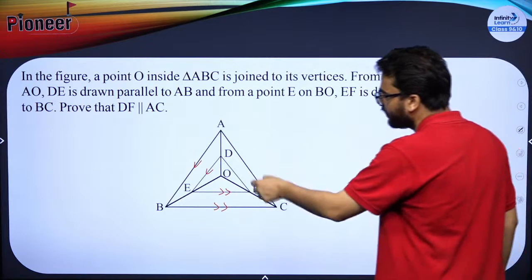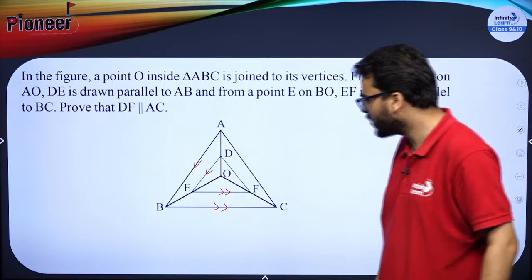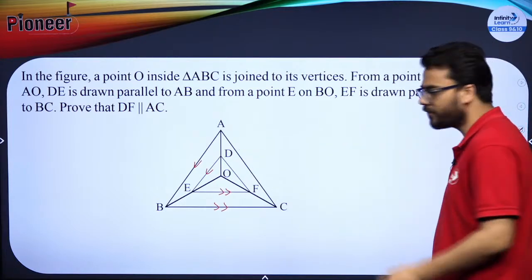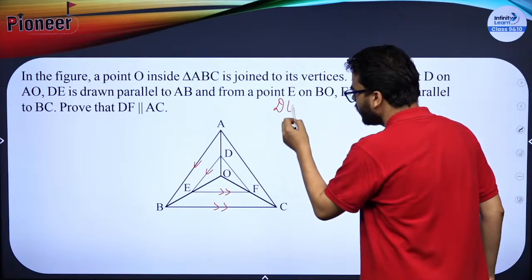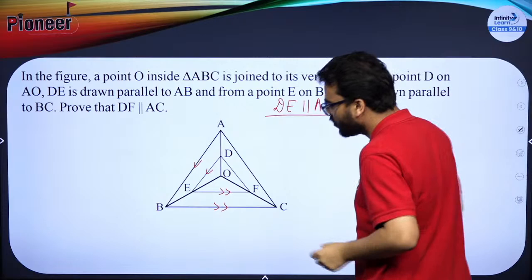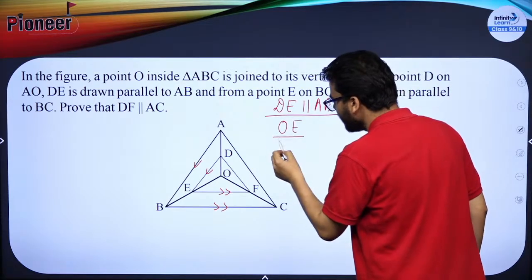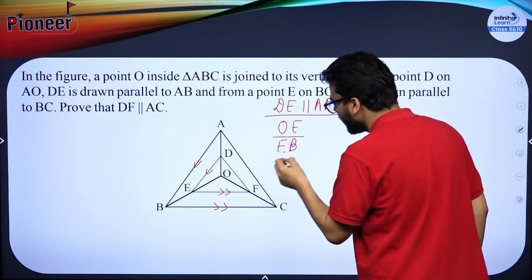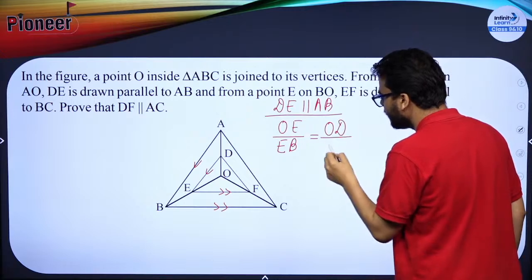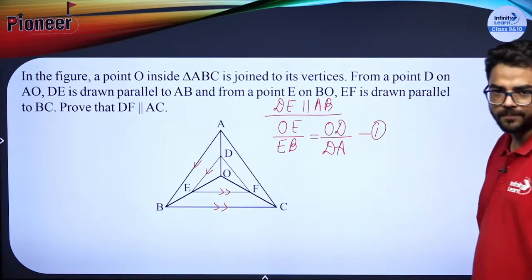We have to prove DF is parallel to AC. So it is pretty simple over here. Let's do that, guys. If it is given that DE is parallel to AB, can I not say, using the basic proportionality theorem, OE by EB is equal to OD by DA? Suppose this is the first equation over here.